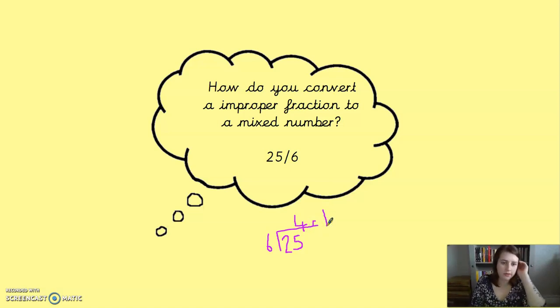So hopefully you got that right. So if I put 25/6 into a mixed number, we've got 4 wholes, because that's how many times we could get 6 into 25 in wholes, and then we've got 1 left over, which is our remainder down here, and we're working in sixths, so it's 4 and 1/6.